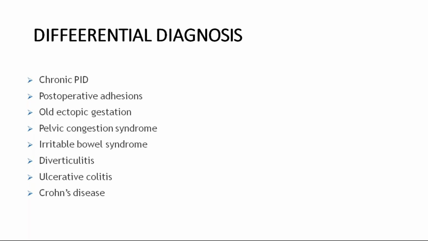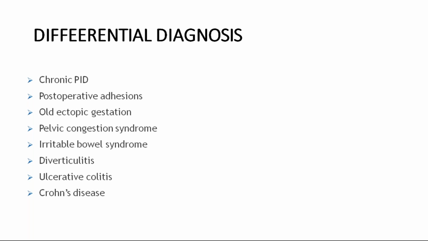So what will be your differential diagnosis? Always for endometriosis, PID will be your first differential diagnosis. In PID also the patient can have menstrual abnormalities, infertility, deep pelvic pain, deep dyspareunia, similar tenderness on examination. So your first differential diagnosis will be PID. Chronic PID: in chronic PID, there will be formation of masses also, ovarian masses.